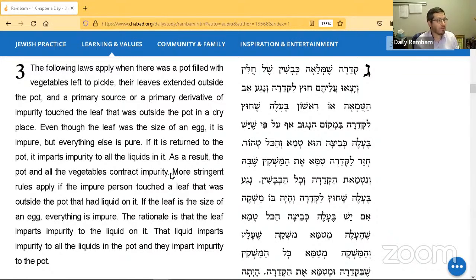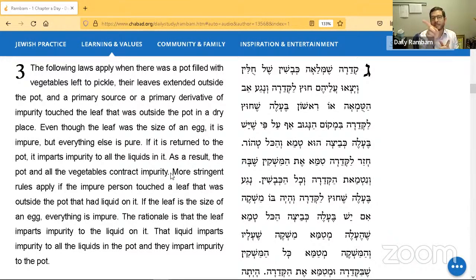Now, more stringent rules apply if the impure person touched a leaf that was outside the pot that had liquid on it. In the first instance, it was dry. But if it had liquid on it, and the leaf is the size of an egg, everything is impure. If it's less, not everything. But the point over here is that there's an immediate connection between what's outside the pot and in the pot. The rationale is that the leaf imparts impurity to the liquid on it, and the liquid imparts impurity to all the liquids in the pot, and they impart impurity to the pot.